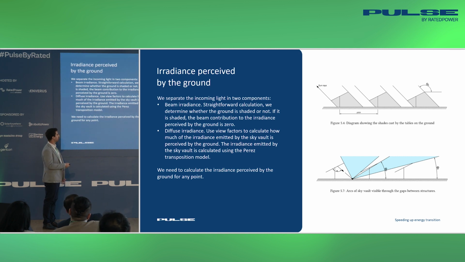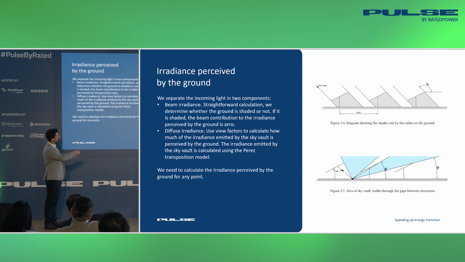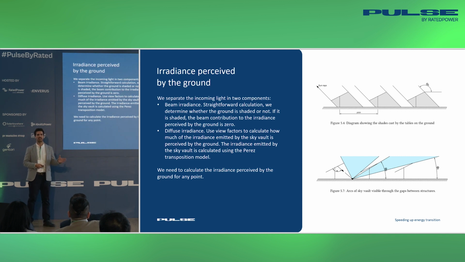Diffuse irradiation, it's a bit more complicated. We need to use view factors, and this is the first step where we are actually using view factors for something. This is our patch of sky we are seeing, and these are our angles, right? And we are evaluating how much diffuse irradiance we are getting at that point from the sky.